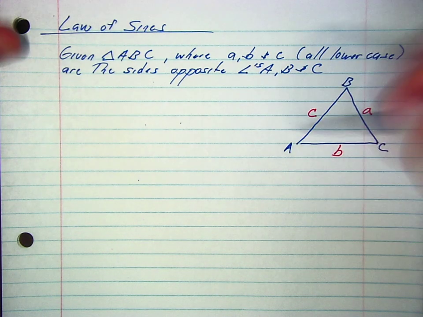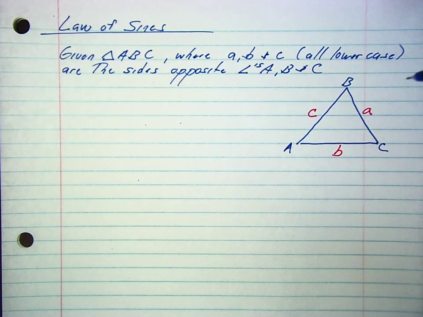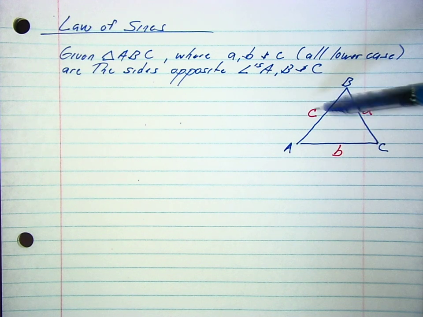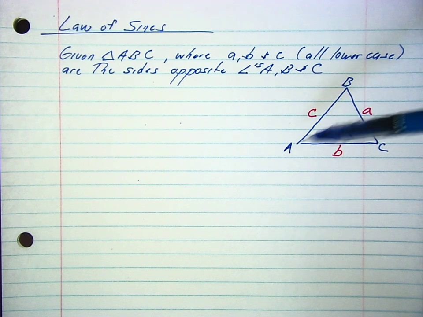So this is the scenario for the law of sines. It's kind of like the same scenario as the Pythagorean theorem, except it's not a right triangle. You have, say, triangle ABC, and then little a is the side that's across from big A, little b is the side that's across from big B, and little c is across from angle C. So they have to be in the right place, always the same letters across from one another.